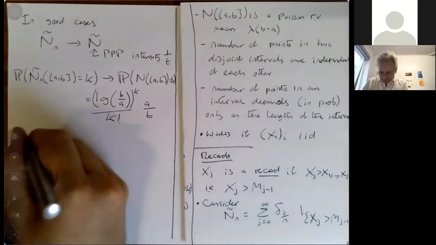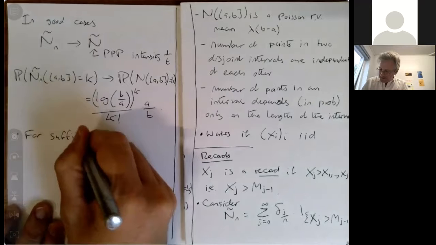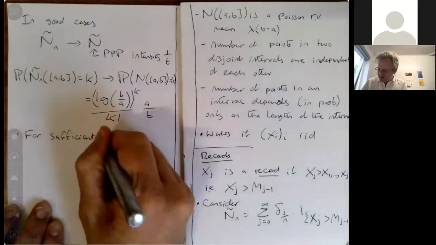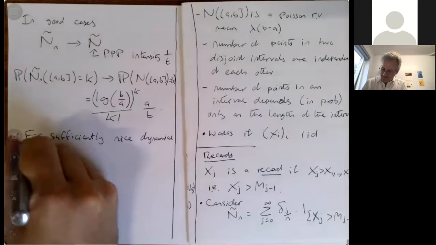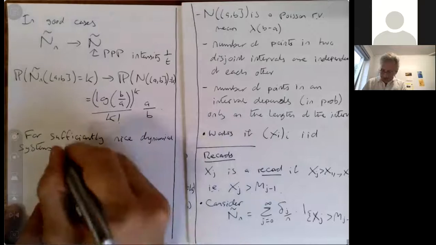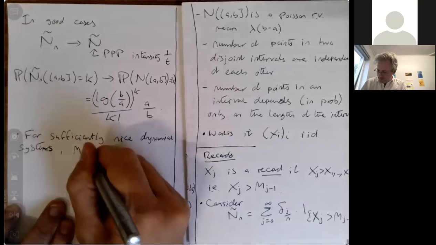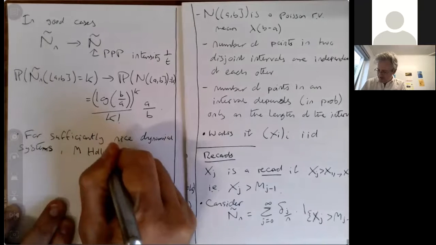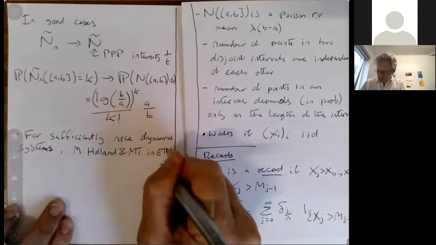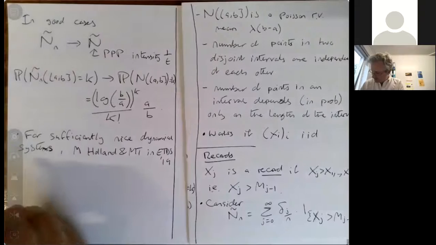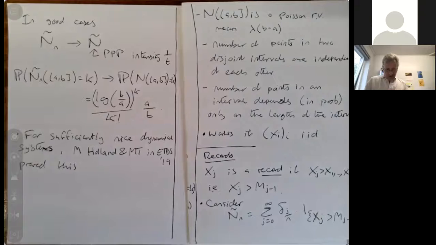Okay, and so I will mention myself, which seems an okay thing to do in a seminar. So for sufficiently nice dynamical systems, with Mark Holland, oh dear, it's terrible writing. So Holland, me, in ETDS 19. I got it in dynamical systems, so prove this.